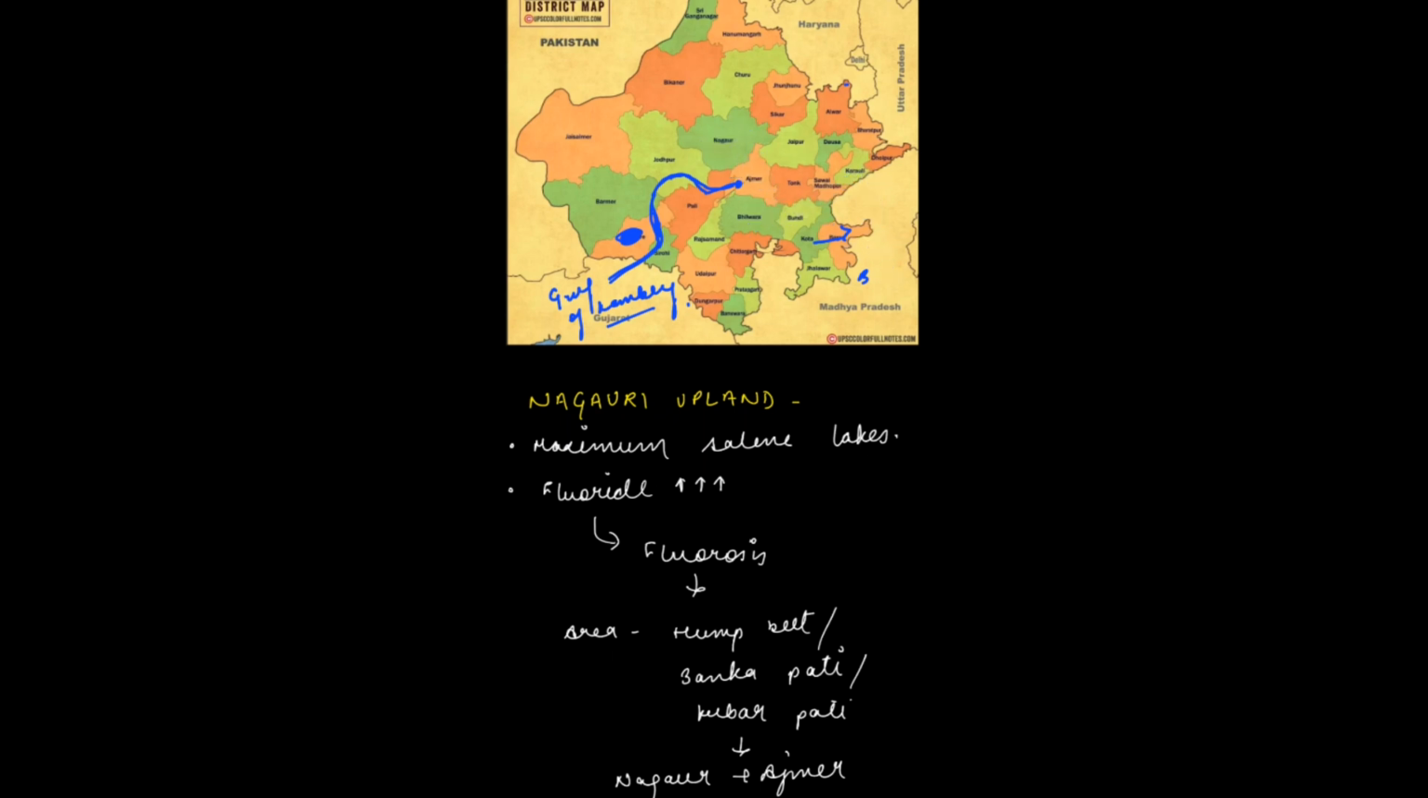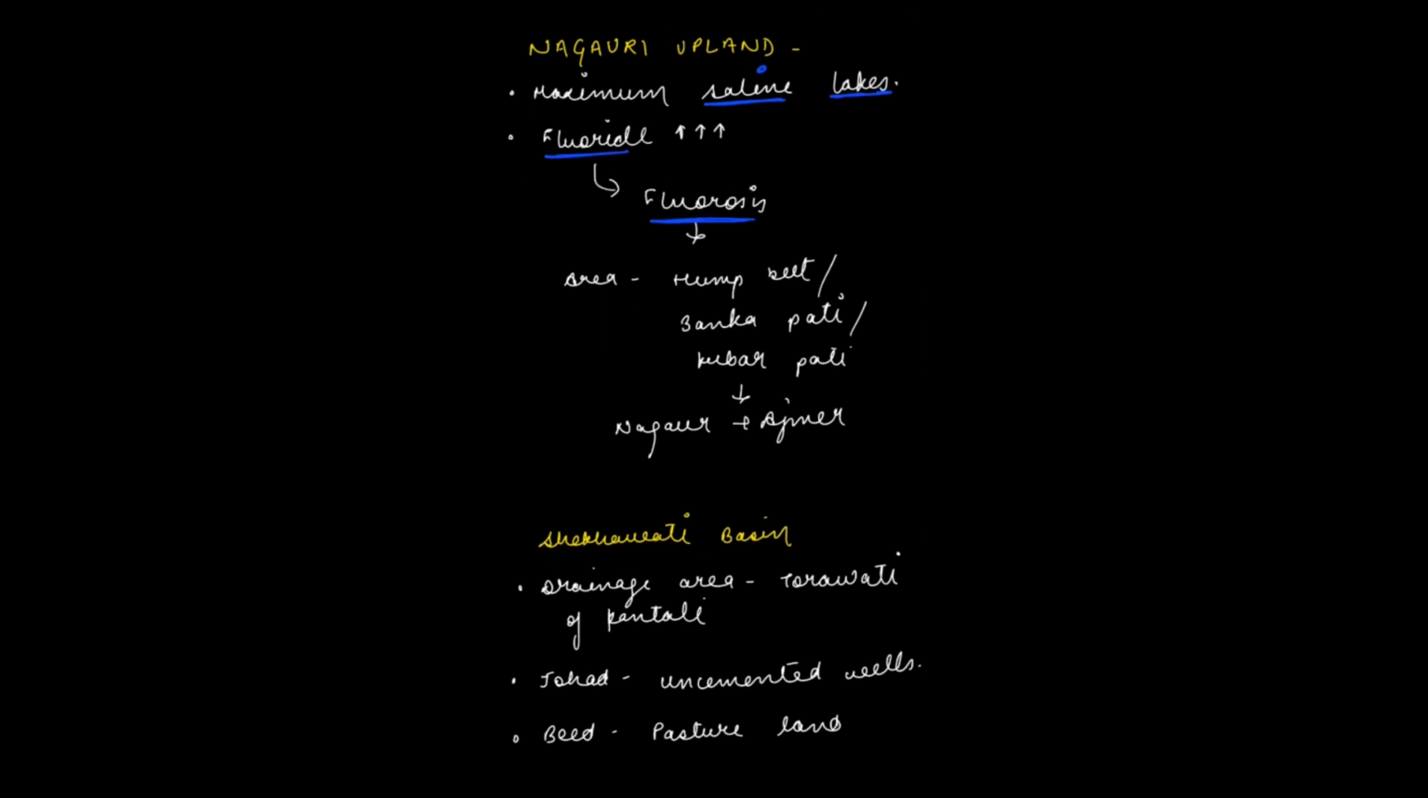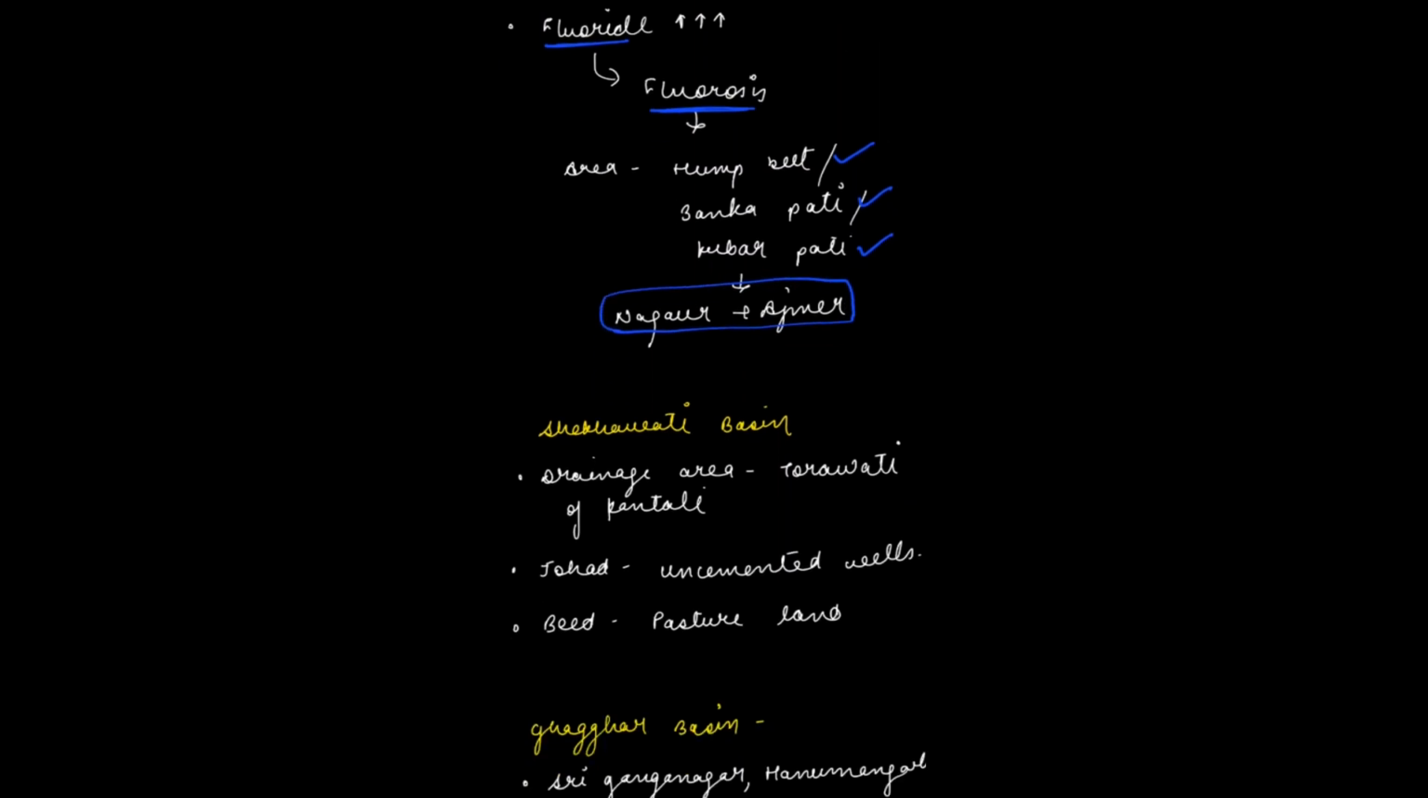So now let's see the facts what we have. The first is maximum saline lakes are found, and if saline lakes are found, we will have a large amount of fluoride in them. Due to fluoride, we have the problem fluorosis, and the area is termed as hump belt, Banka Patti or Kubad Patti, and the region which falls in this region is Ajmer and Nagaur. Basically Nagaur, but some part of Ajmer also falls in this region.